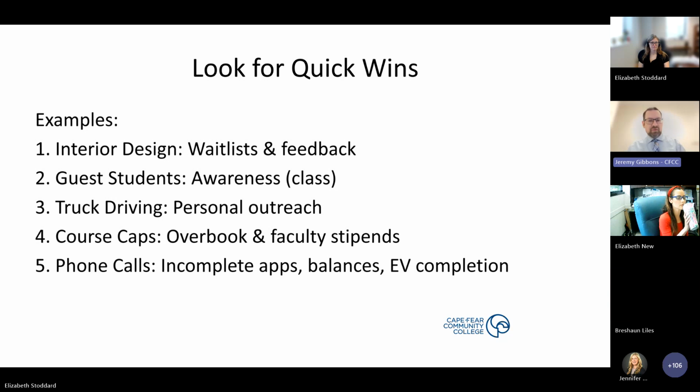We'll give everybody a minute if they want to potentially throw some comments in. I'll share two other examples.